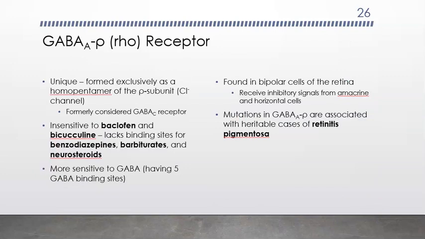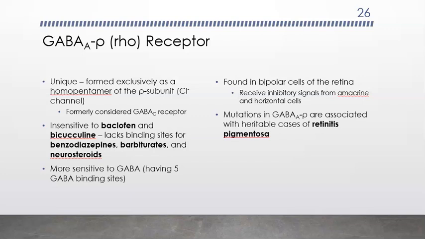Okay. Oh, it is rho. I knew it. Okay, GABA-A rho receptors. So we're back to the GABA-A receptors for a bit. Just because I mentioned that these are very unique, and so I didn't want to throw them in with the other receptors. The GABA-A rho receptor is very unique. It's a GABA-A receptor where we only have the rho subunits.